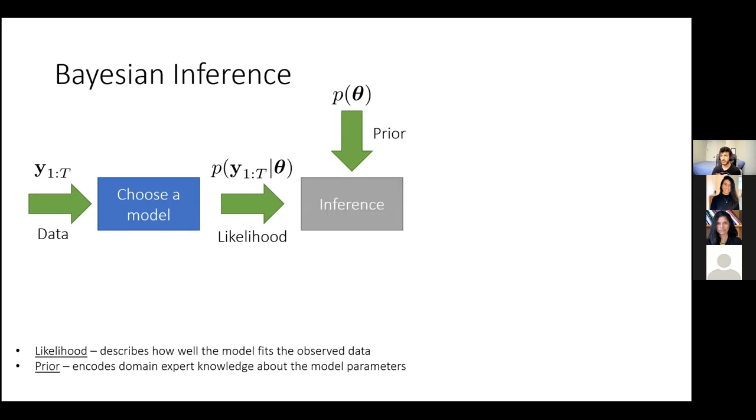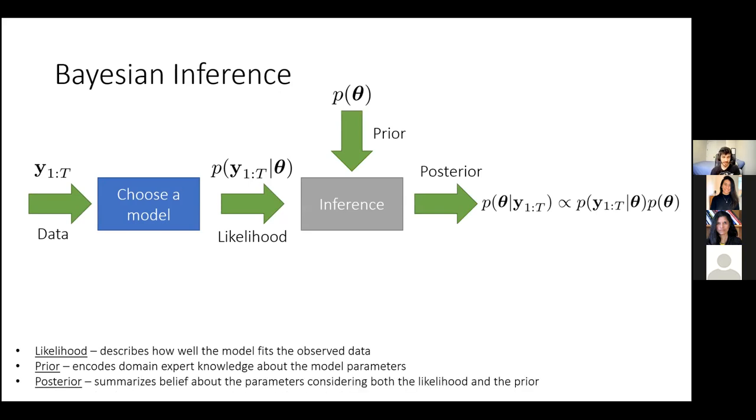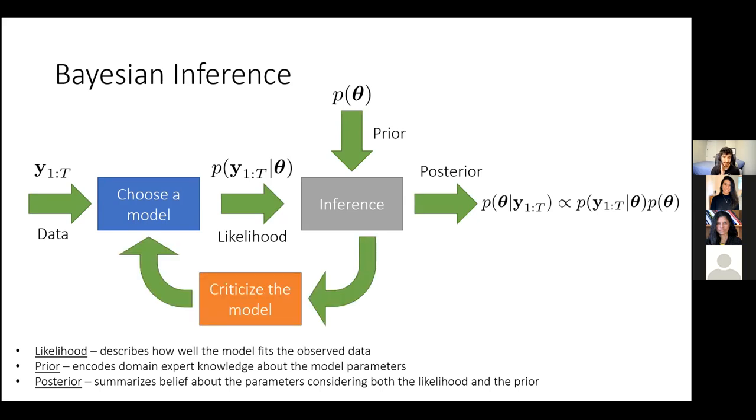And then we come to the main operation of Bayesian inference, which is to do the inference. That's where you obtain the so-called posterior distribution, which is proportional to a product of the likelihood and the prior. This posterior distribution summarizes our belief about those parameters of that model, given both the likelihood and the prior. And so the last step of this workflow usually is to criticize the model. In other words, how do I select between one model and another, a Bayesian model?